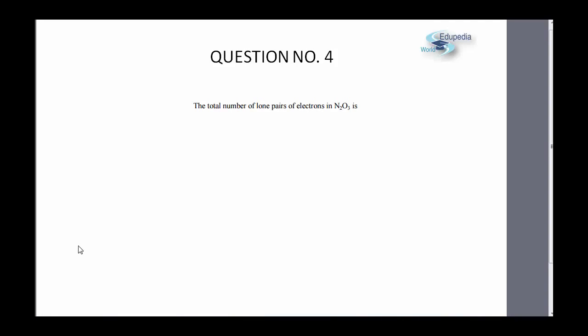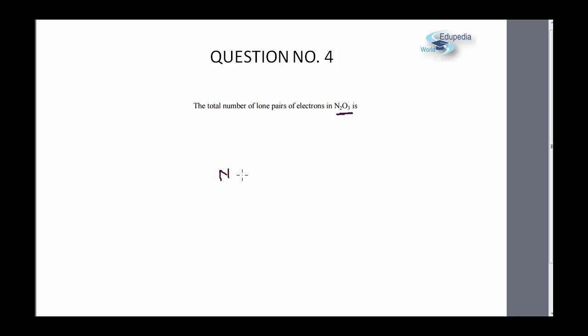Question number 4 is from chemical bonding and it's a fairly simple question. It asks us to identify the total number of lone pairs in N2O3, which is an oxide of nitrogen. Now if you happen to know the structure of N2O3, which has been very specifically given in the NCERT, this should be a cakewalk for you. Let me draw the structure of N2O3.